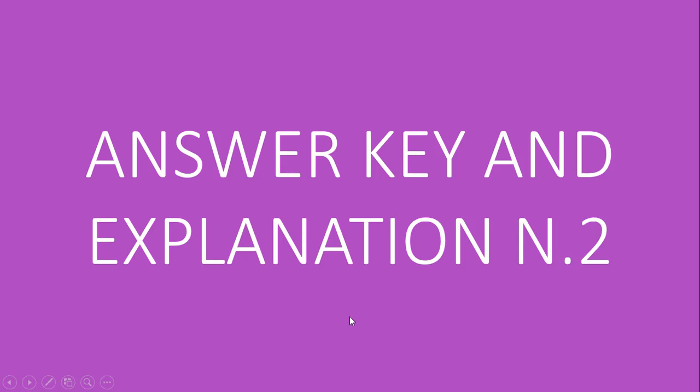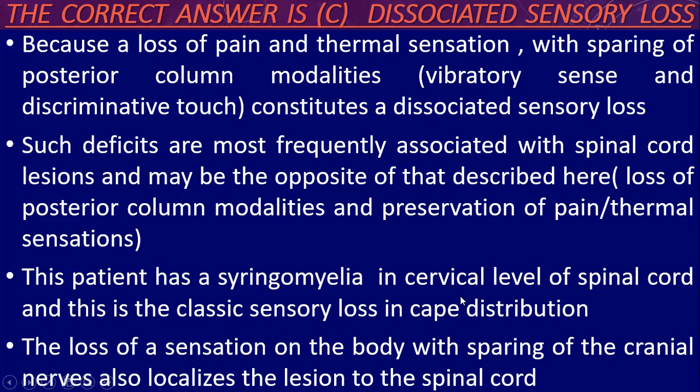Answer key and explanation number 2. The correct answer is C, dissociated sensory loss, because a loss of pain and thermal sensation with sparing of the posterior column modalities, i.e., vibratory sense and discriminative touch, constitutes a dissociated sensory loss.